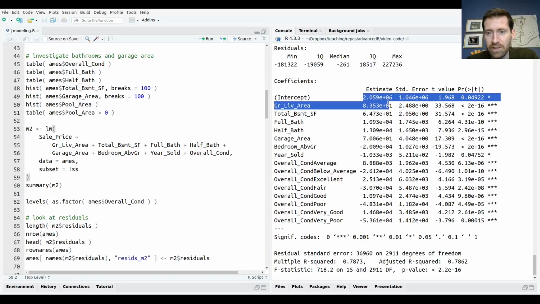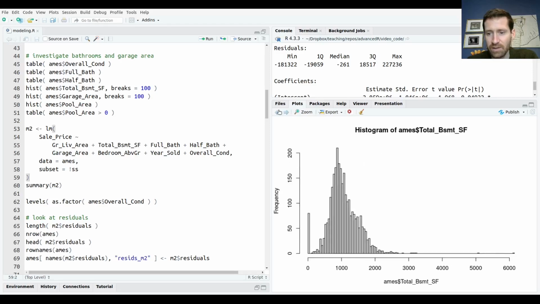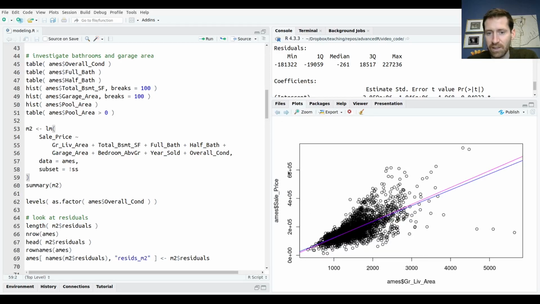Intercept, basically this is what you expect the sale price to be when all of the numeric variables are 0 and all of the factors are at their baseline level. So 2.059 times 10 to the 6 should maybe throw you off a bit because that means 2 million. And remember when we looked at the plots of the data, none of the houses were that expensive. Basically, there were actually none over 1 million. So that's a bit strange.